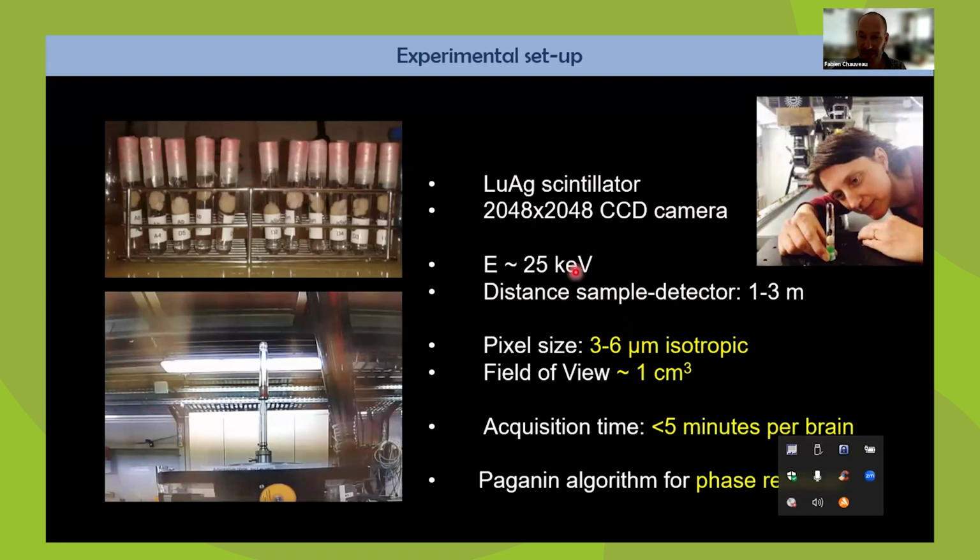This is the kind of energy and distance between the sample and the detector that we use. So this is actually very fast. You need a bit more time to reconstruct the 3D volume, which usually takes 10 to 50 minutes.